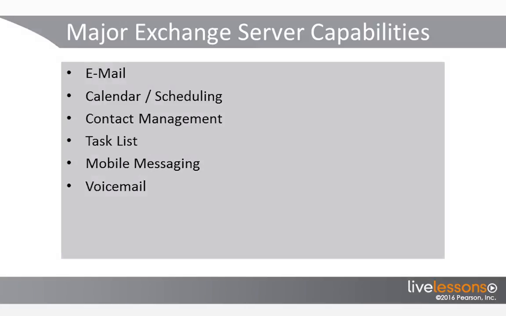So what are the major Exchange Server capabilities? Well, email is the primary capability. That's the one thing that people really use Exchange for more than anything else. But as I mentioned, Exchange also has calendar and scheduling capabilities. It's got contact management, so you can organize all of your contacts, use it kind of like an electronic Rolodex. It's got a built-in task list. It supports mobile messaging and voicemail. So those are some of Exchange Server's core capabilities. Now, there are a million other capabilities that are built in. A lot of them are only on the administrative side, but Exchange is a very feature-rich product. So as we go throughout this video series, you're going to be learning about a lot of these.